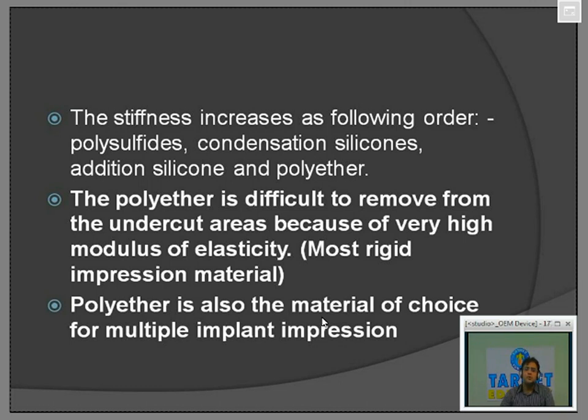Polyether is a material of choice for multiple implant impressions, because when multiple implants are involved, we want an impression material which is very rigid. So because of the increased stiffness and rigidity, polyether is a good choice for multiple implant impressions.